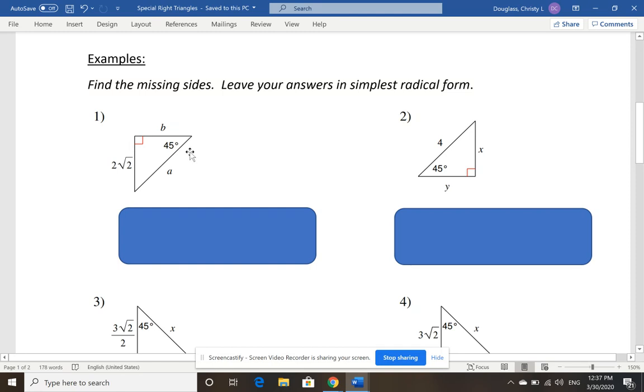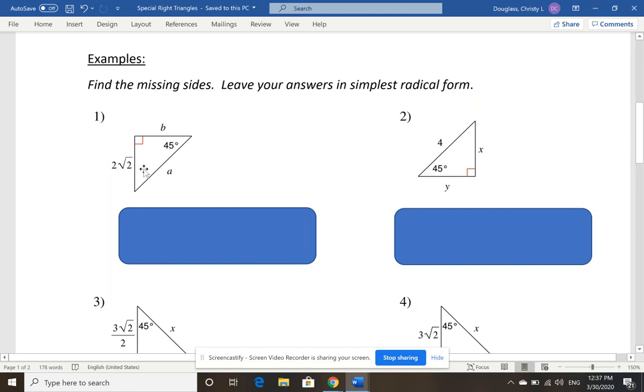Well, every triangle has three angles that add up to 180 degrees. So if you were to add 90 and 45, you would get 135. When you subtract that from 180, that tells you this angle is 45 degrees. So it wasn't necessary to tell us all three angles. If this is 90 and this is 45, this one must also be 45 degrees.